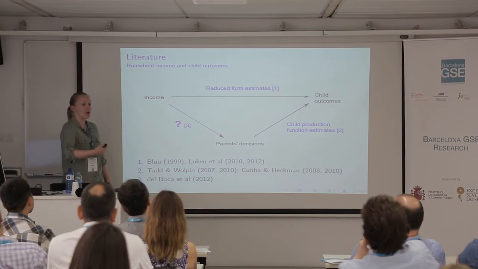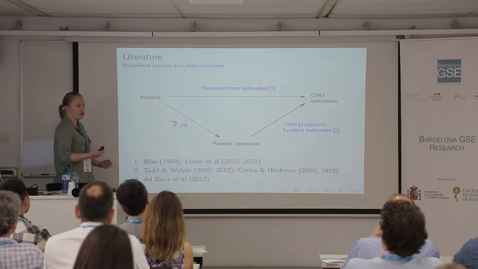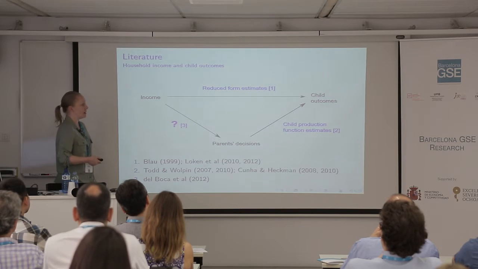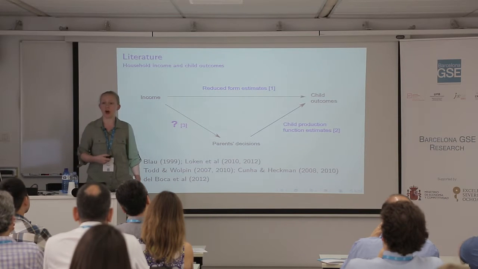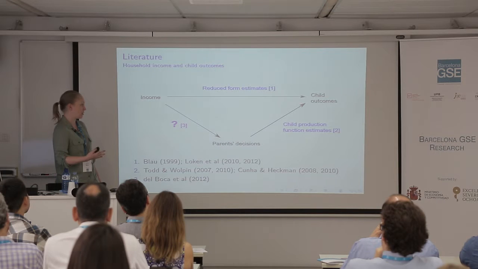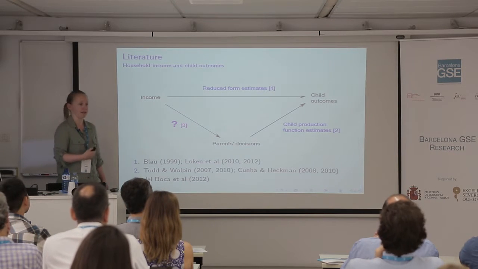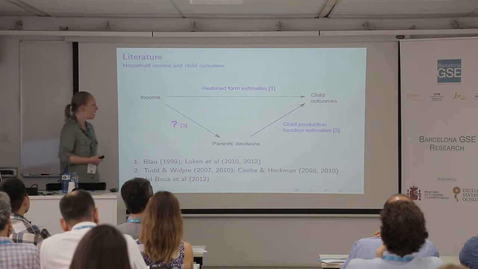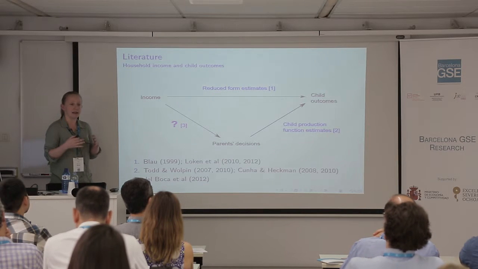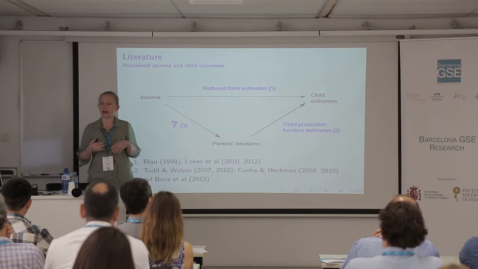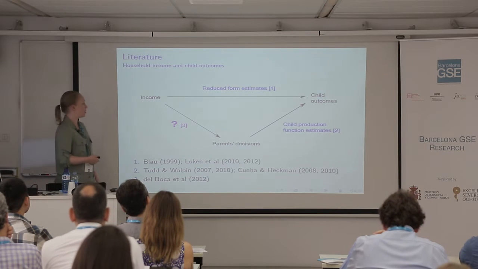Okay, so this is how my work fits into the literature. We know that there's a very strong correlation between income and child outcomes. A number of papers recently have tried to estimate the causal effect of income on child outcomes, looking at variation in the tax and welfare system to instrument for parents' income. But if we were to go inside the black box of the mechanisms underlying these reduced form estimates, there's basically two stages to this relationship.